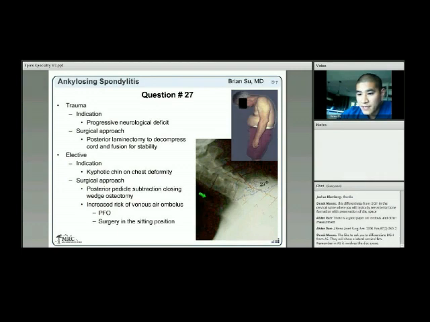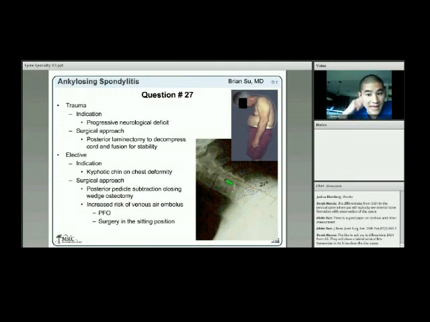If they show you this patient and there's no trauma, and they're trying to get you to say, how can we get this guy to look straight forward, the answer is going to be posterior pedicle subtraction osteotomy or some kind of posteriorly based wedge procedure. So you take out a wedge, you can bring their head back, and you can fuse them in place.